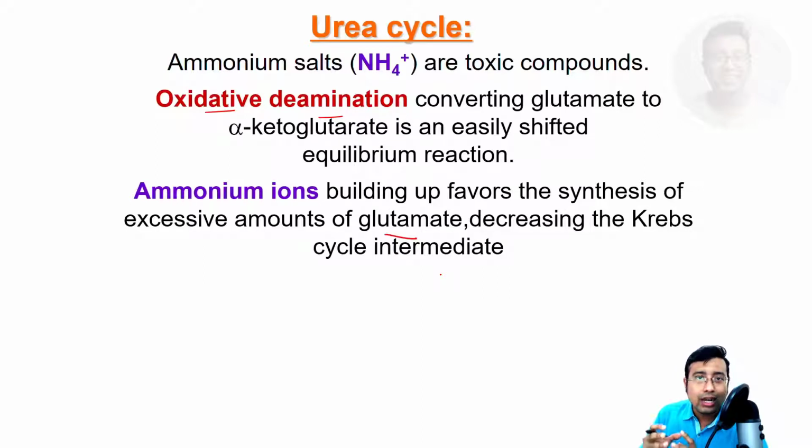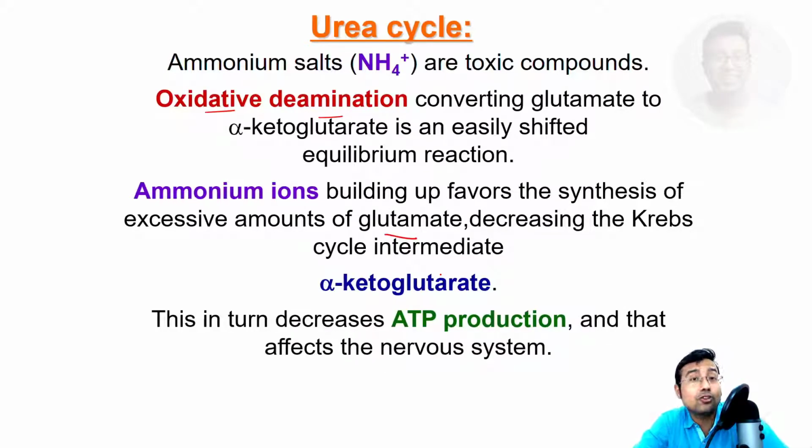Excess ammonia leads to the formation of glutamate from alpha ketoglutarate, and that alpha ketoglutarate or oxoglutarate is a very important intermediate of the Krebs cycle or TCA cycle. So the problem is, when excess ammonia or ammonium ion is built up in the body, it depletes alpha ketoglutarate, the intermediate of the TCA cycle, and the body cannot produce energy, right? Because we need the TCA cycle for energy production. So this in turn naturally decreases ATP production.